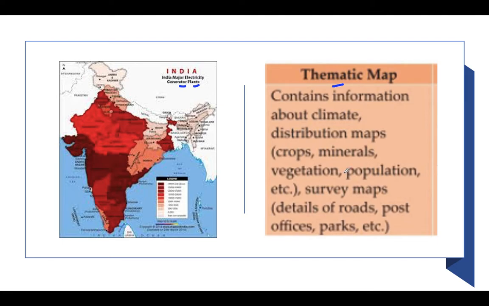So any map which gives information about climate, or the distribution of crops, minerals, vegetation, population, or survey maps with details of roads, post offices, parks, etc., is called a thematic map. Clear? What is a thematic map?